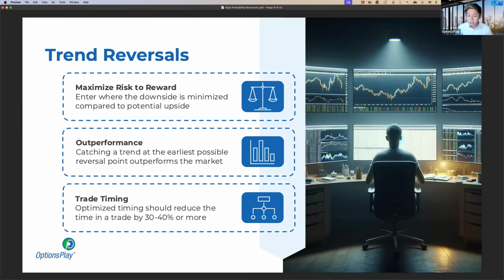And I'll be honest, I sort of understand why a lot of people think that these strategies are high risk, but in reality, they're actually lower risk, in my opinion, than if you're just following the trend. The other thing is outperformance, right?